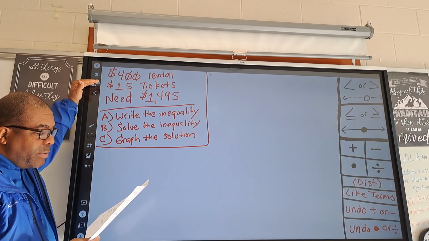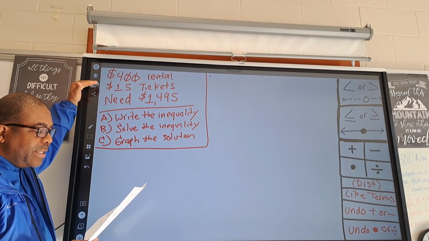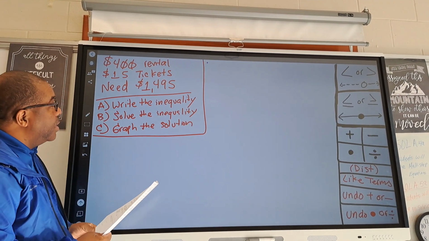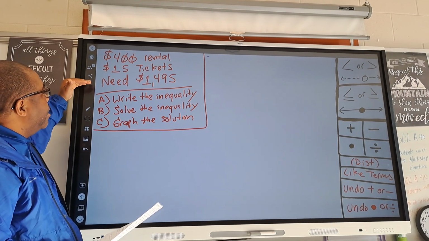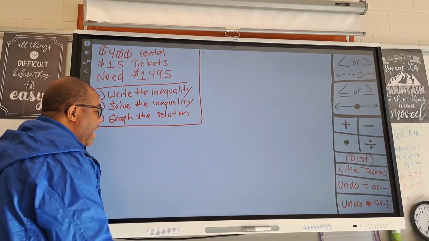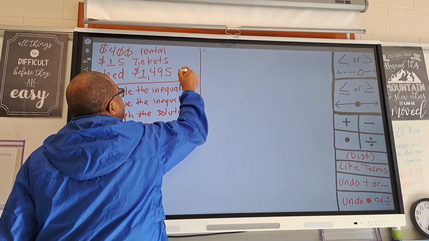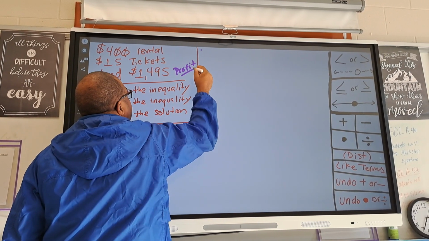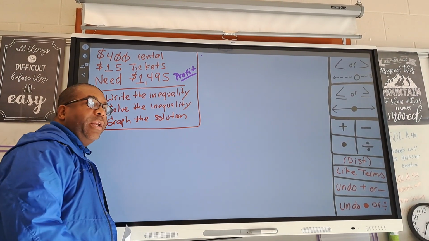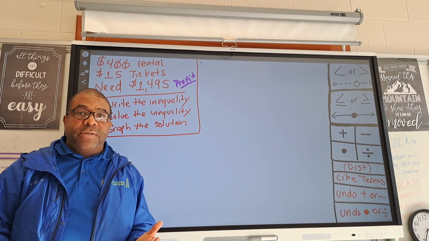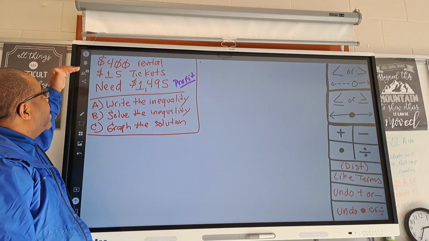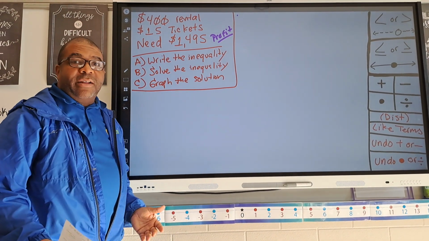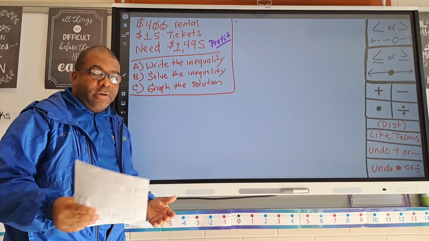How many tickets will they need to sell if they want to profit at least $1,495? And profit means the money you keep after you finish. So that means after they pay for the hall, they want to have $1,495 profit. Does that make sense? Yes? All right, good.